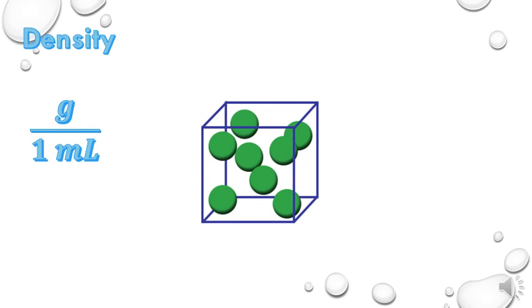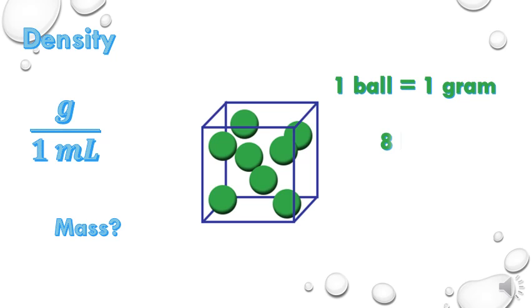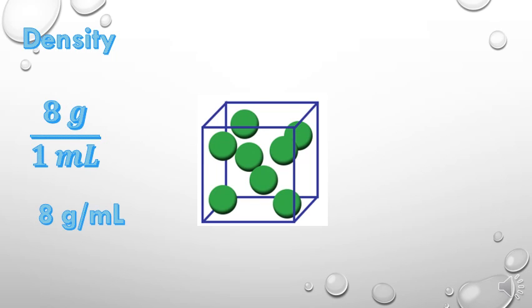So now that we've got the volume, let's take a look at the mass. Well, if we have each ball representing 1 gram, then how many grams do we have? 8 grams is correct. So we're going to take that 8 grams and put it there. I'm ready to now calculate the density, which is 8 grams per milliliter.